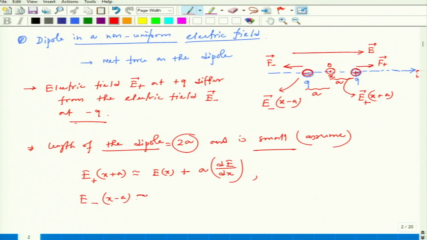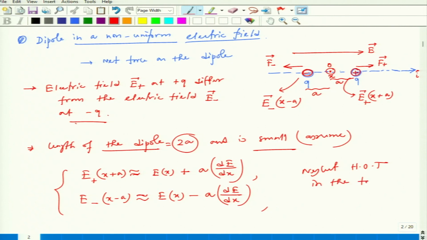And E at x minus a is approximately E at point x minus a times d/dx. So we consider only the first term in the Taylor expansion and neglect the higher order terms since a is small. We neglect higher order terms in the Taylor expansion since we assume that the length of the dipole is small.